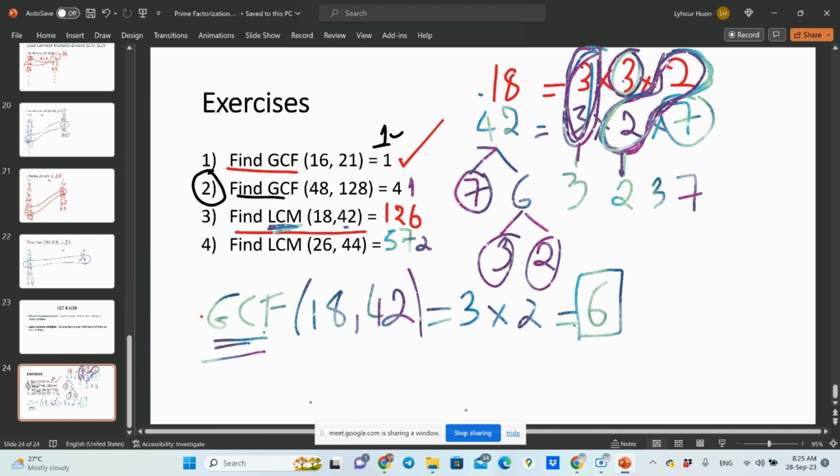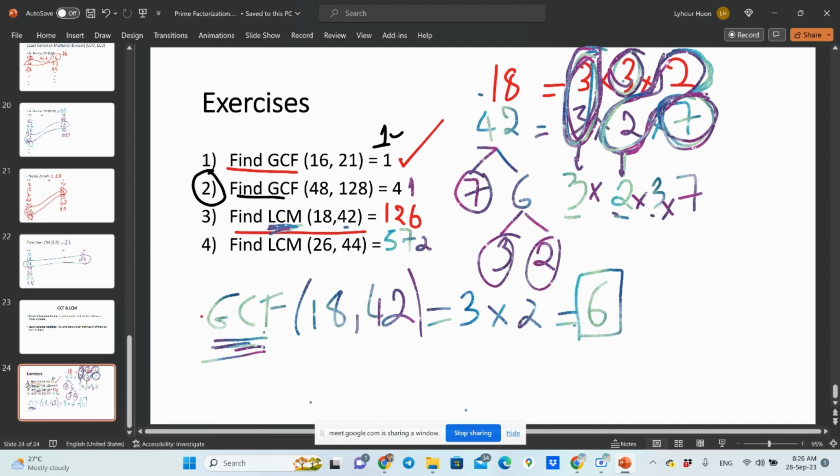These don't have a common, these don't have a common. We also take them as a result, even if they don't have a common. But for the GCF, we take only the commons. For LCM, take all of them. But if they have a pair, we only take one term. For LCM, if we have one pair, we take it as one term. Beside that, we take everything.